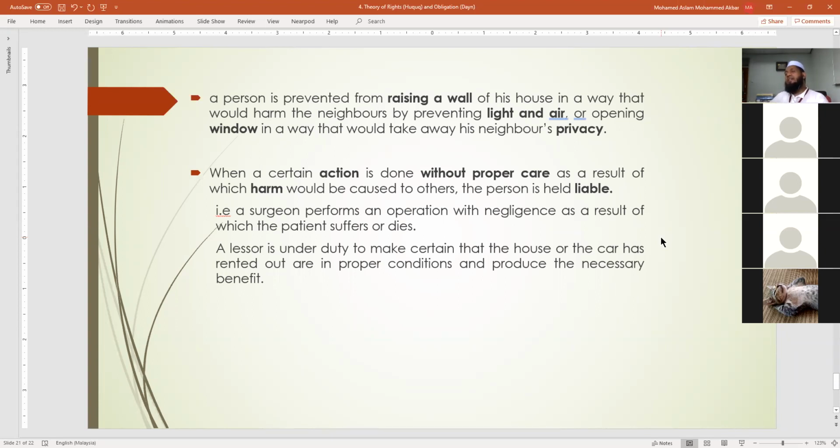A lessor is under a duty to make certain that the house or the car being rented out is in proper condition and produces the necessary benefits. So whether it's a house or a car being rented out, it should be in proper condition, and it should produce the necessary benefit. If you give a car which is not moving, or a house where no one can stay properly, maybe it has a leak, these are actually abuse.